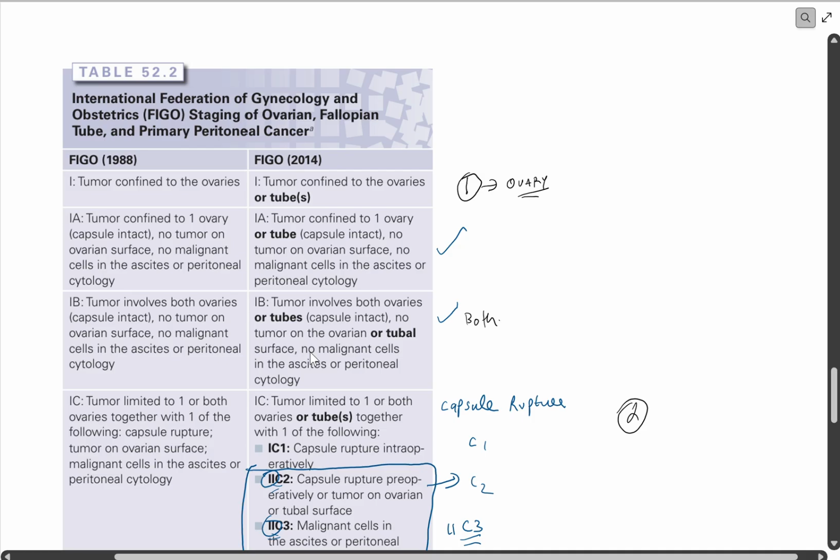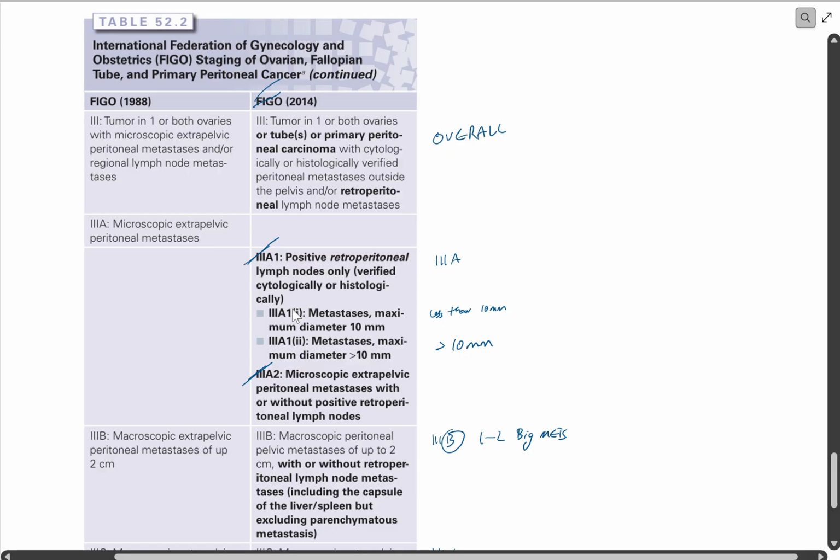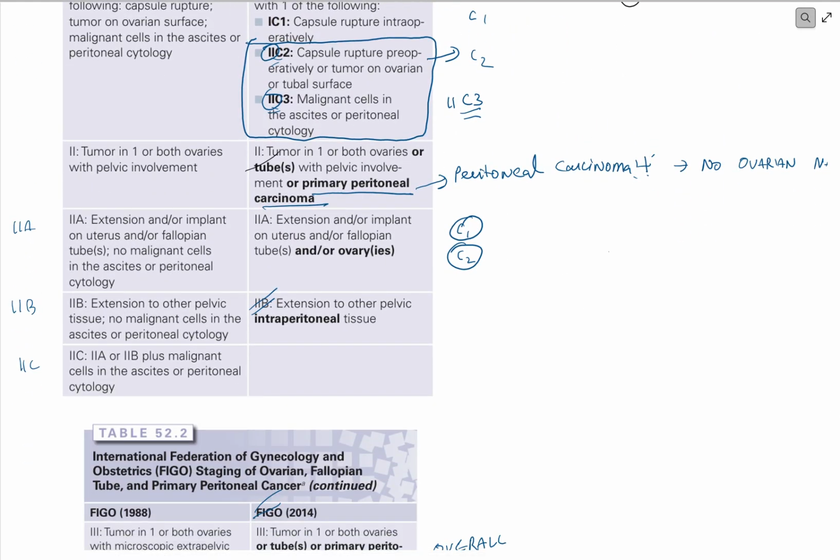So we have stage one of the ovary, stage two of the ovary, and stage three would be again ovary, one or both ovaries, or primary peritoneal carcinoma with peritoneal mets outside the pelvis and/or retroperitoneum. So two would be contained inside the pelvis, intrapelvic. Three would be outside the pelvis.